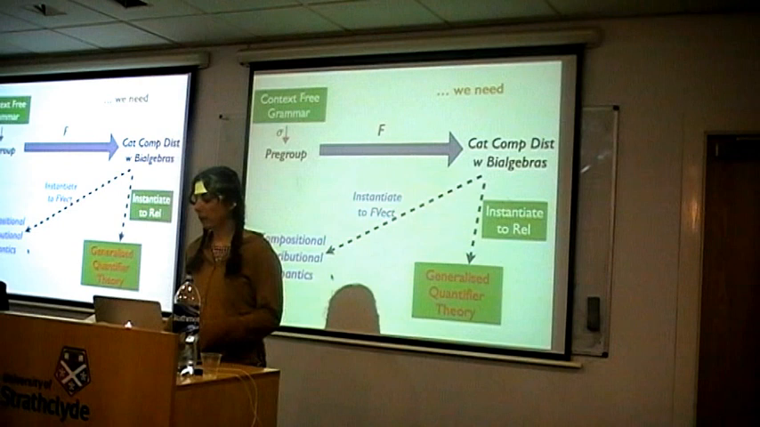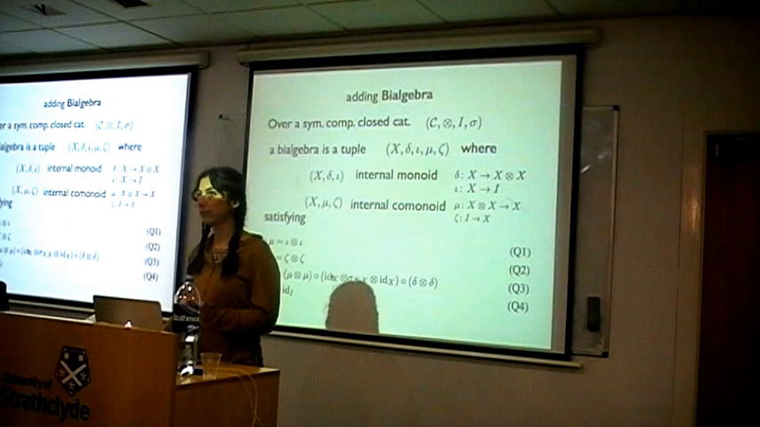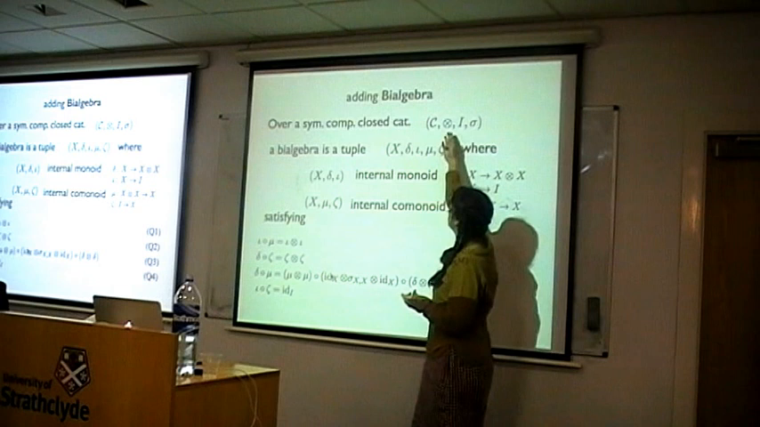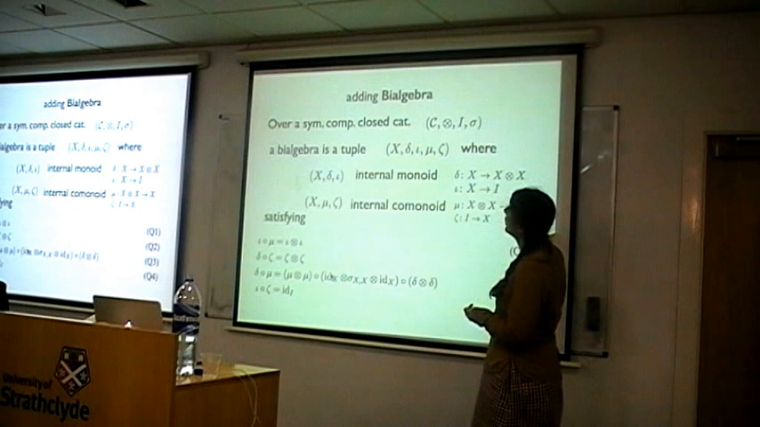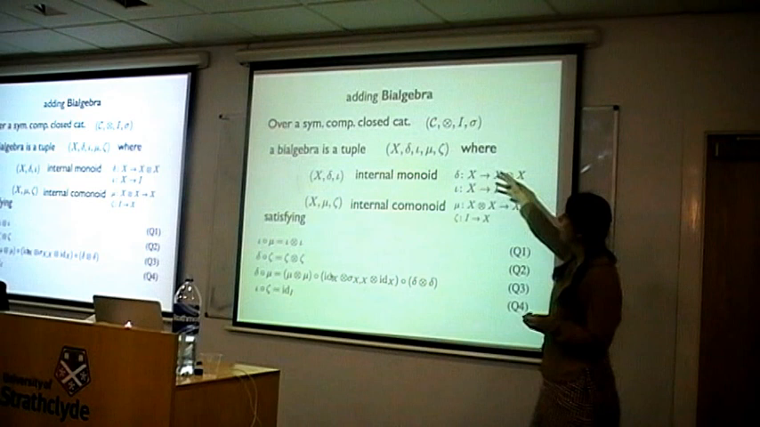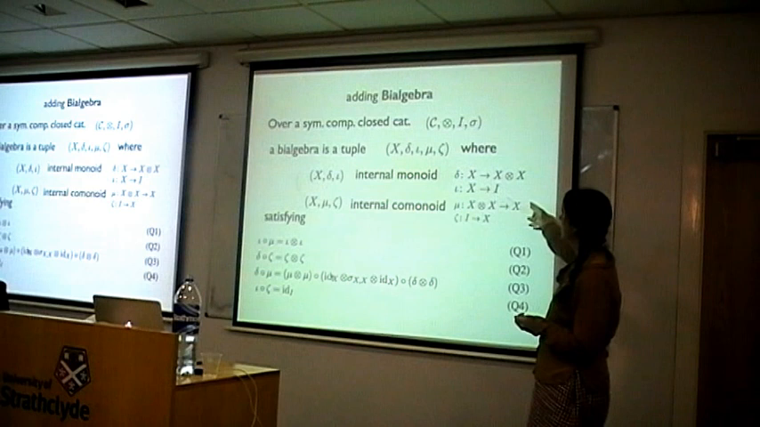I was going to explain a little bit what these bialgebras are. If you were here yesterday, I'm sorry to hear it again. So bialgebras, over a symmetric compact closed category: this is the tensor, this is the unit of the tensor, and that's the symmetry morphism. Bialgebras are tuples like so, where the first three elements form an internal monoid, which means we have these two morphisms, and the second three elements form an internal co-monoid, which means we have this morphism, and they satisfy these axioms.